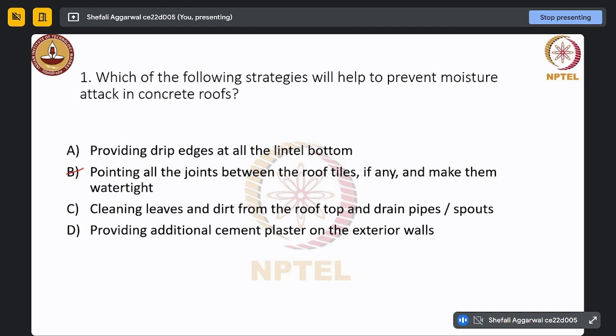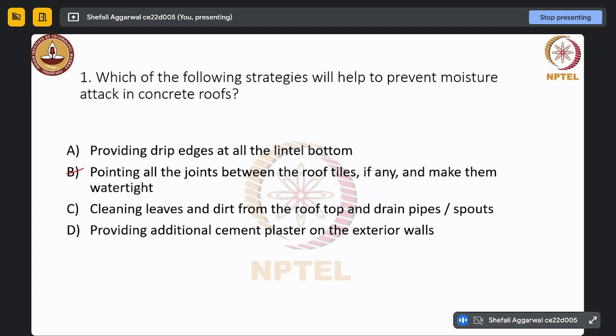Pointing all the joints between the roof tiles and make them watertight. Okay. So if there is any joint between any roof tile, we have to make it watertight. Correct answer. Any other answer you think will be correct? See, providing additional cement plaster on the exterior wall won't help us to prevent the moisture attack on the roofs. So this will be the wrong answer. Then cleaning leaves and dirt from the roof.